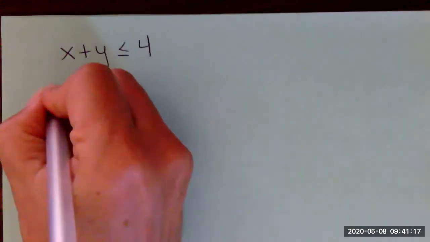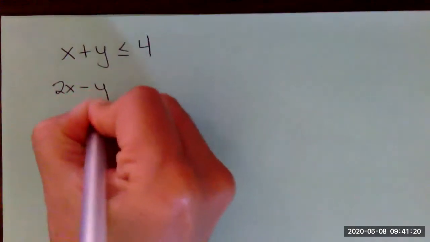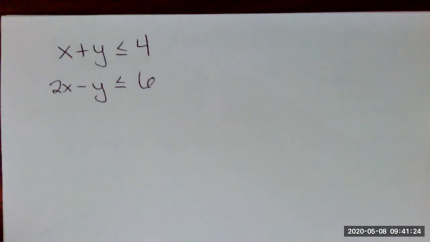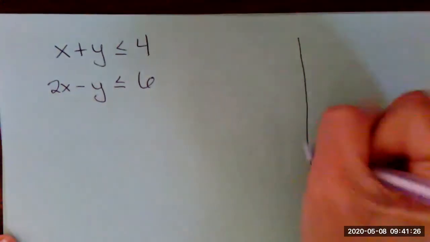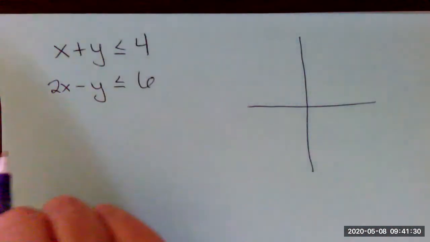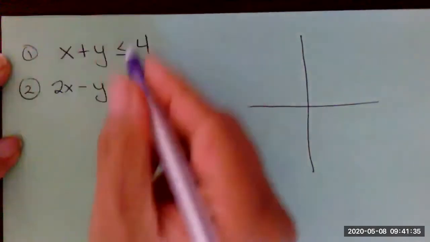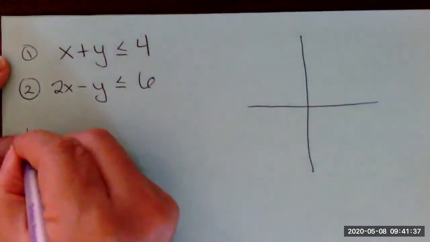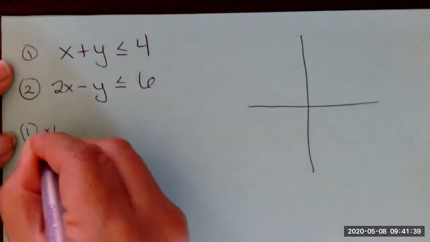We're going to go x plus y less than or equal to 4, 2x minus y less than or equal to 6. So there are some strategies in graphing this. I can solve for y and graph the line and then test my points. I'm going to use x and y intercepts to graph my line. So for number 1, I'm just going to make a quick table of points.